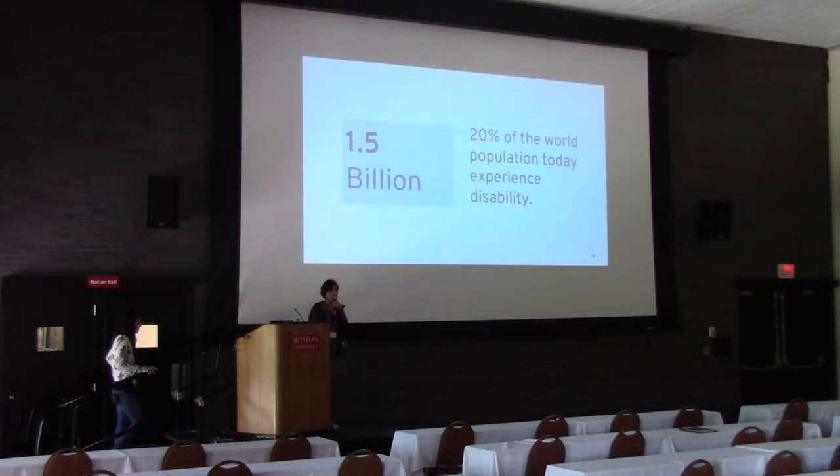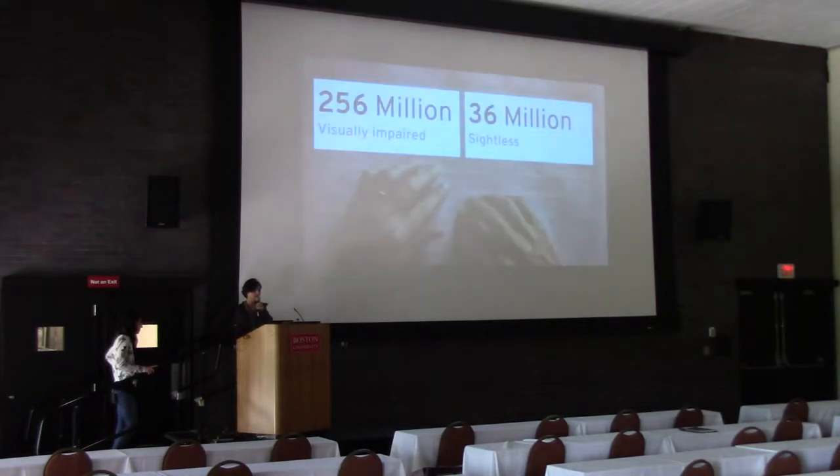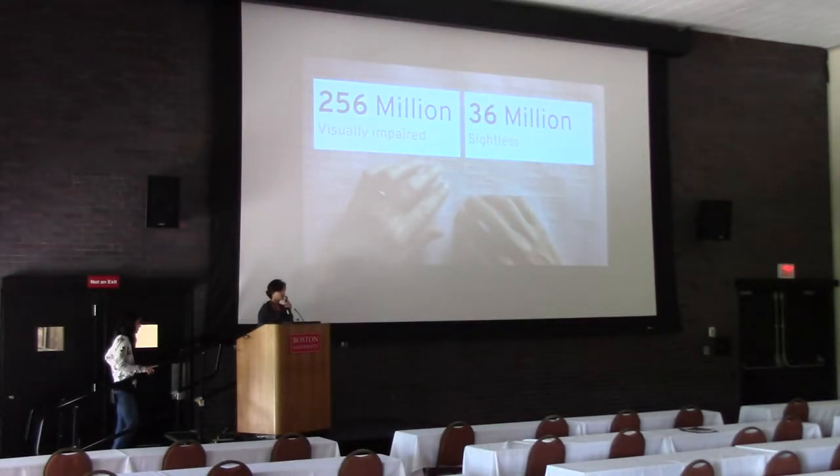But just to put you in context and show how significant that requirement is, we have 1.5 billion users out there that have some sort of disability, and that is 20% of the world's population. Today's presentation is going to be about users who have some sort of visual impairment and developing things that are usable for them. There are 256 million visually impaired people out there who are using the internet. And out of those 200-something million, there are 36 million people that are 100% blind and sightless, meaning that they can't even see anything that you develop on the web.